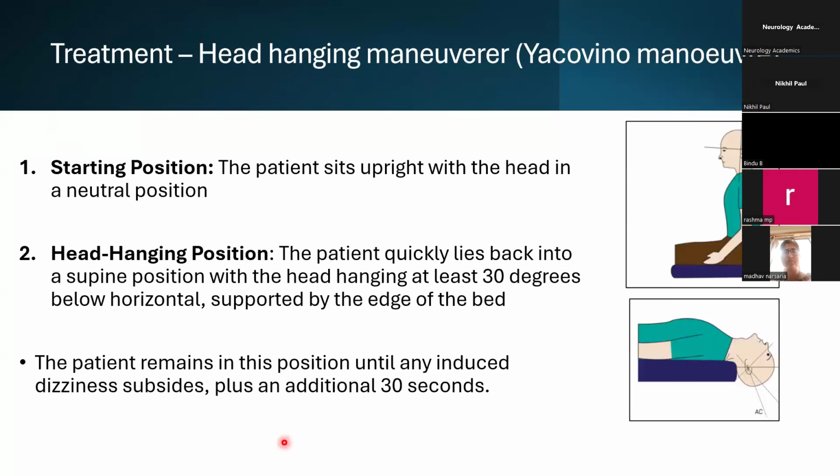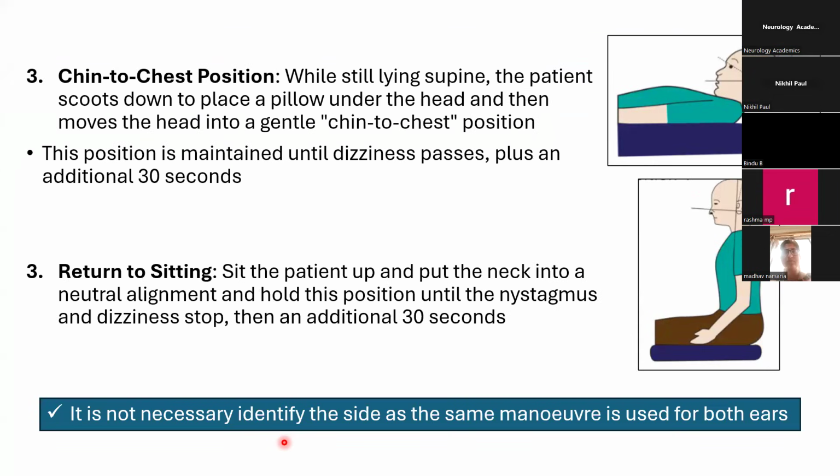The treatment for anterior canal BPPV is the head hanging maneuver. And as I said earlier, the side is not important because the treatment is the same for both sides. So treatment is also very easy. We just make the patient sit upright. Then the patient is made to go downwards, lying supine with the head 30 degrees backwards, and we see if there is reproduction of these symptoms. After the symptoms have subsided, we make the patient go to a chin to chest position and maintain it for another 30 seconds. After that, we make the patient sit up.